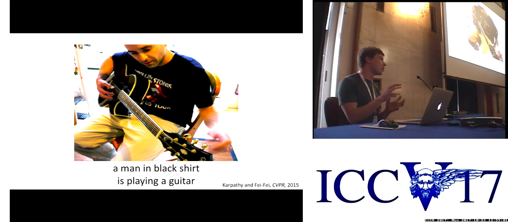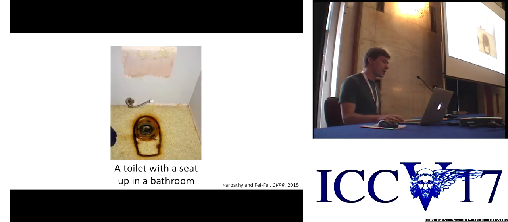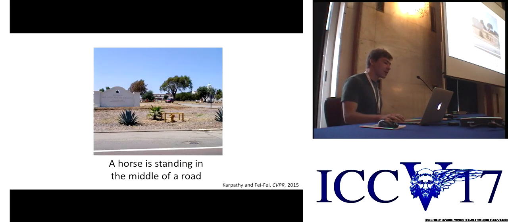Is it really looking at the individual object instances? Or is it instead just looking at a global gist of the scene? Sometimes it says things like toilet with a seat up in a bathroom, but there's no toilet. Or a horse is standing in the middle of the road, but there's no horse. So there's something wrong with this model.